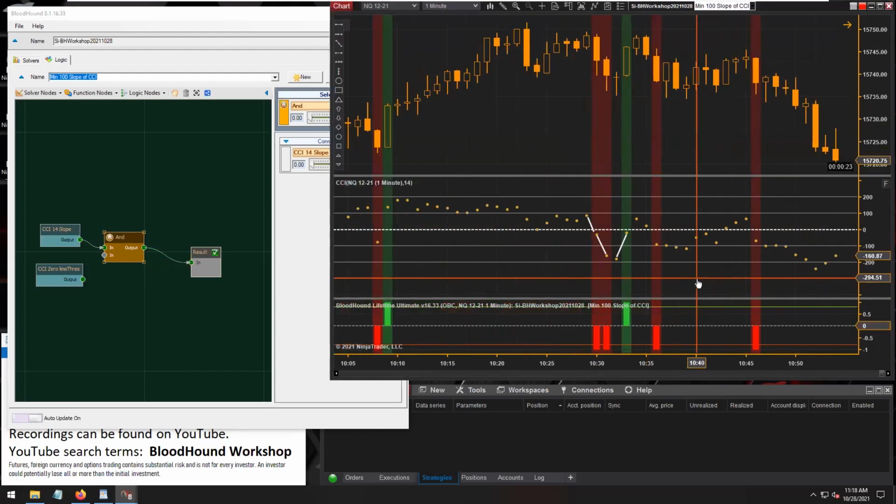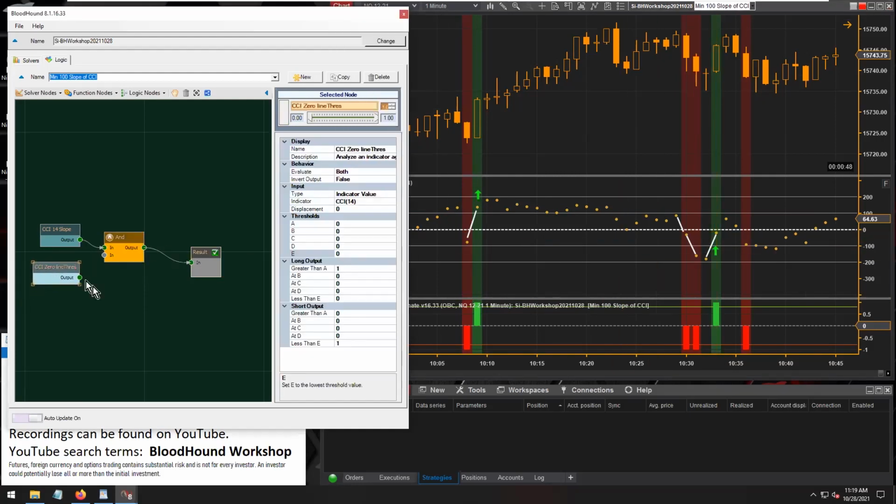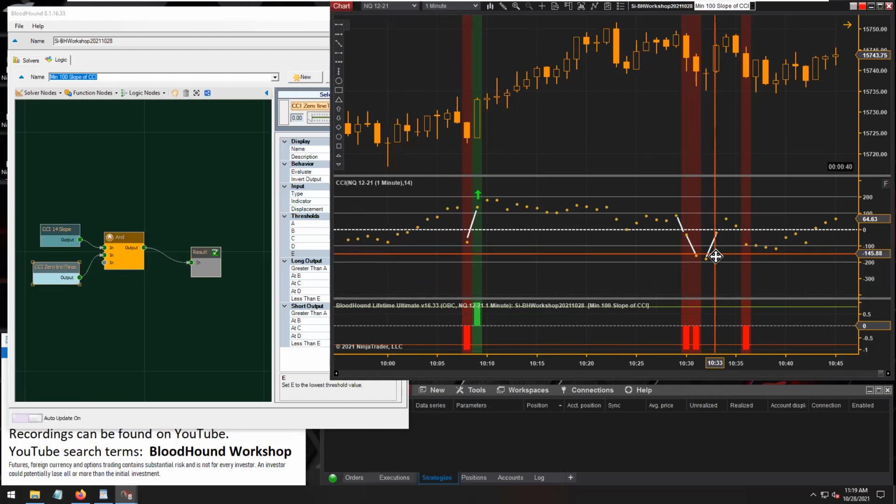All right, so once again, let's keep an eye on this. Here we go. Here are two good examples. We have a long signal there, and we have a long signal there. In this one, the CCI is above the 0 line, but over here the CCI is just barely below the 0 line. So as soon as we connect in our threshold solver, it's going to filter things out for us. There we go. This long signal has now disappeared.